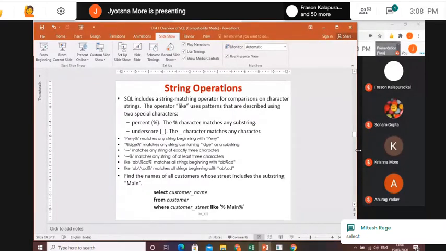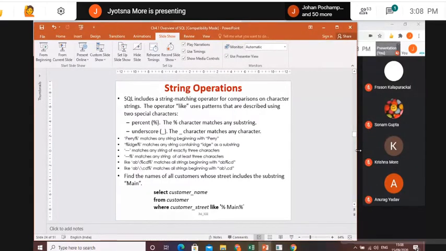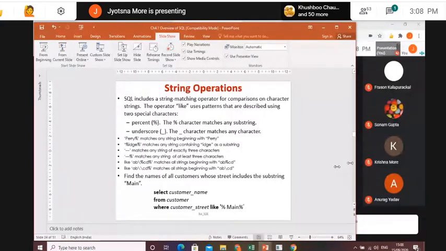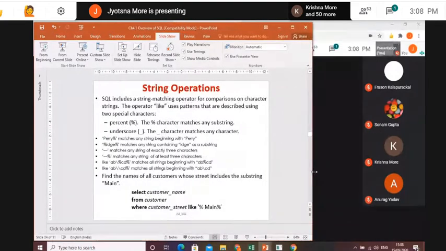Create a table customer with the following columns: customer number, customer name, customer address, customer phone number, where customer number is the primary key.